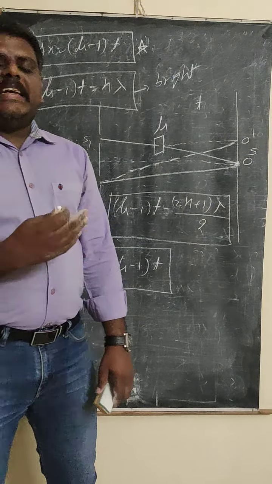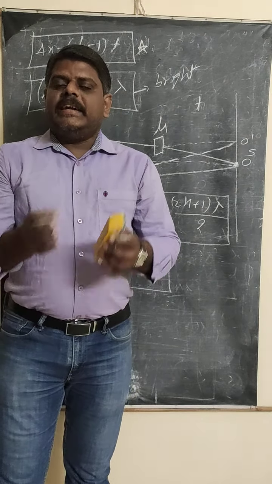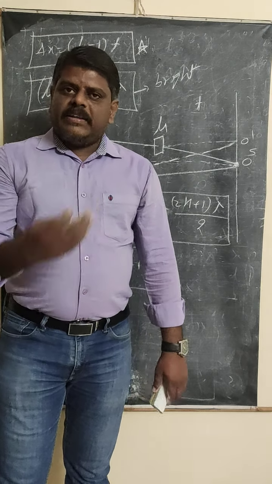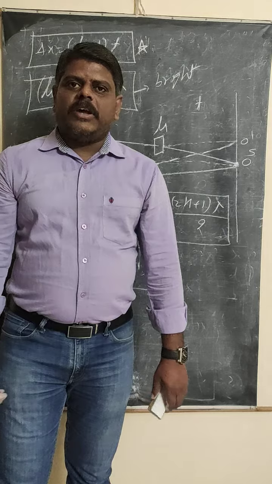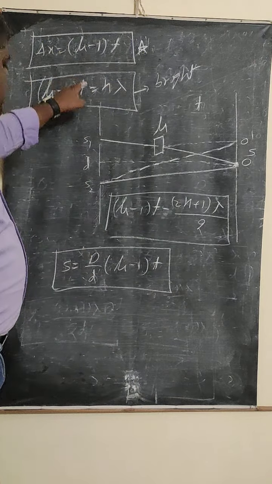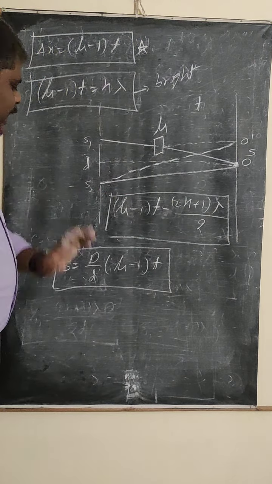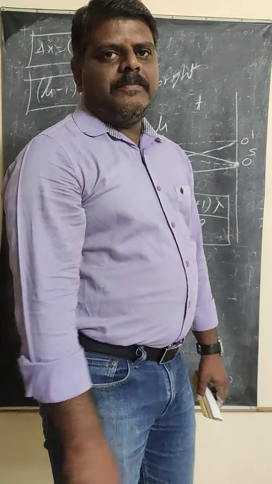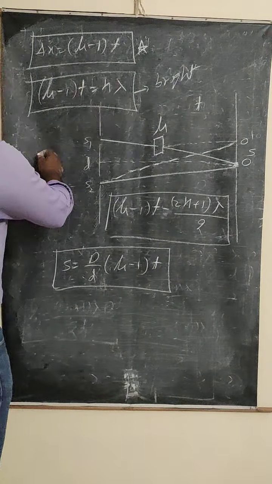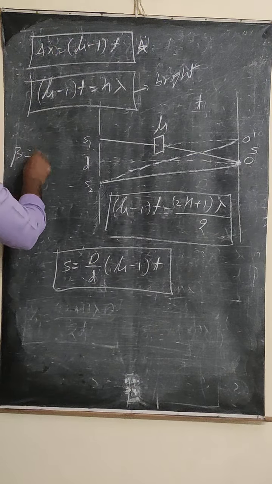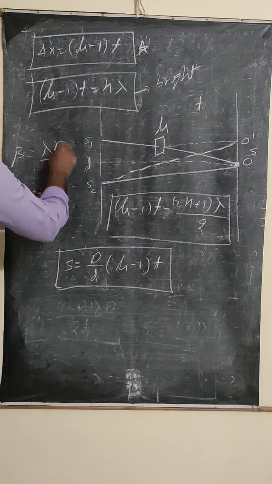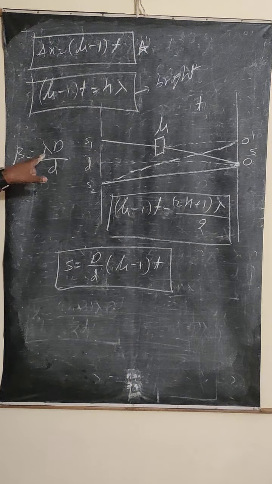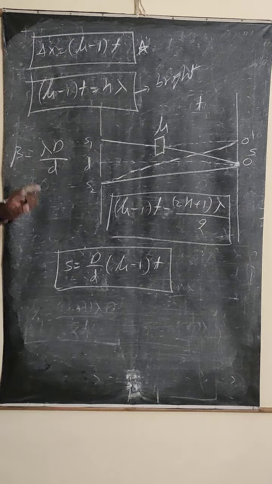So this is the formula. By using this formula, you can easily calculate how much shift is produced in the central bright fringe. And whether that fringe is a bright band or a dark band can be decided by these conditions. Now, this fringe shift can also be written in terms of fringe width, because we know the formula for fringe width: beta is equal to lambda into capital D by small d.